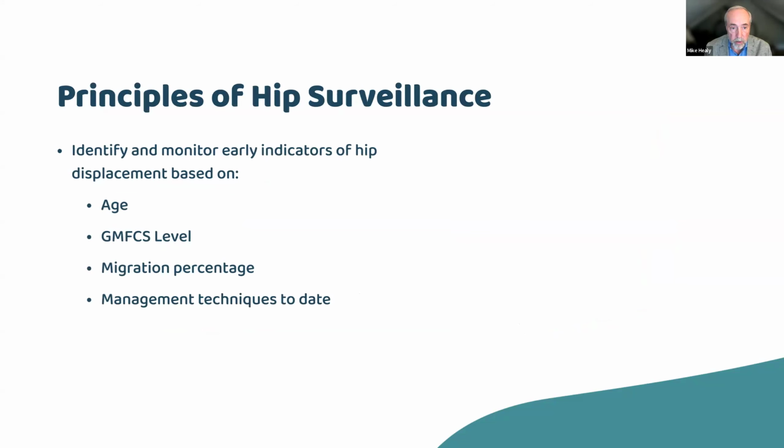So some of the principles that we want to identify and monitor very early indicators of hip displacement are based on age. We want to look at GMFCS level. Again, I don't mean to beat this home too much, but we will. Migration percentage, we'll talk a little bit about that. And then management techniques that have been done to date. Have we exhausted them, or are we feeling like some of those injections aren't working as well as they once did? And it's time to try something else, or try a surgical approach in combination with them, as examples.